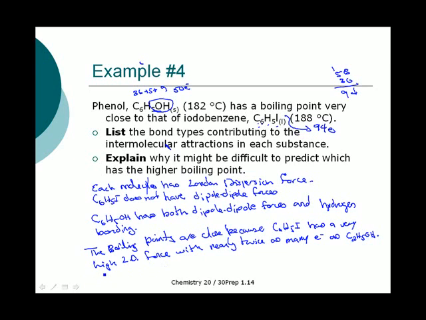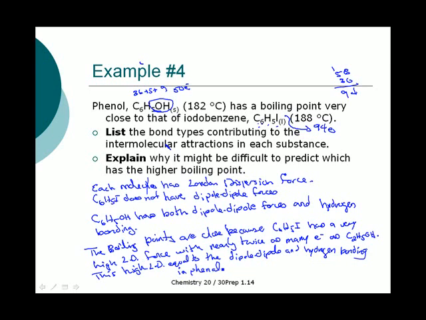And that would be a fair answer. And we might want to say that this high London dispersion is equal to the dipole-dipole and hydrogen bonding in phenol.